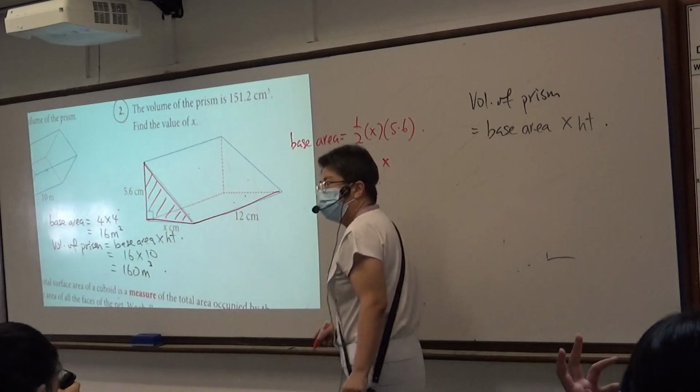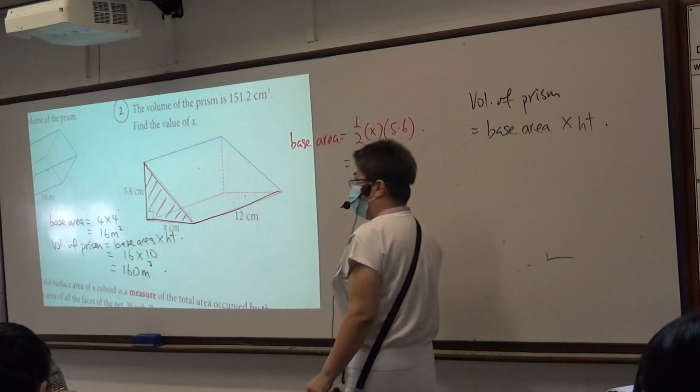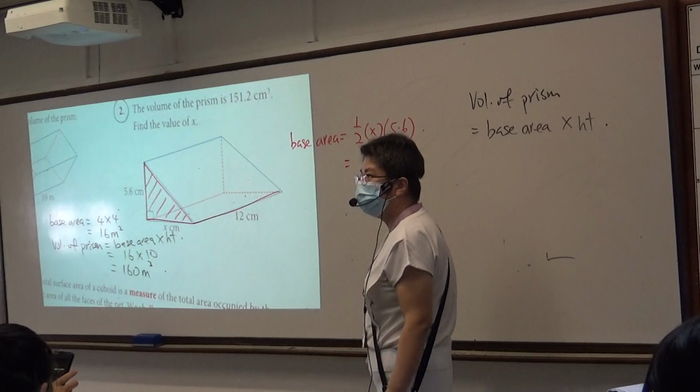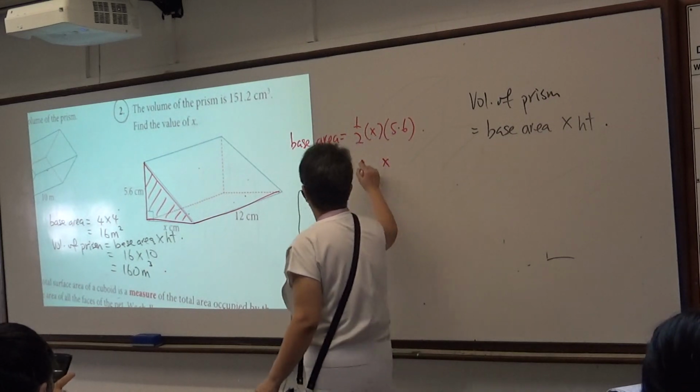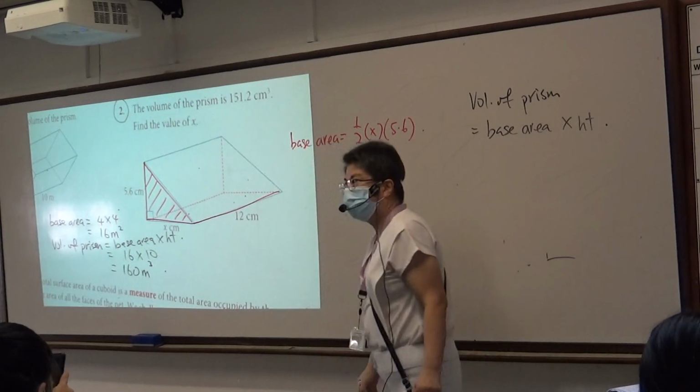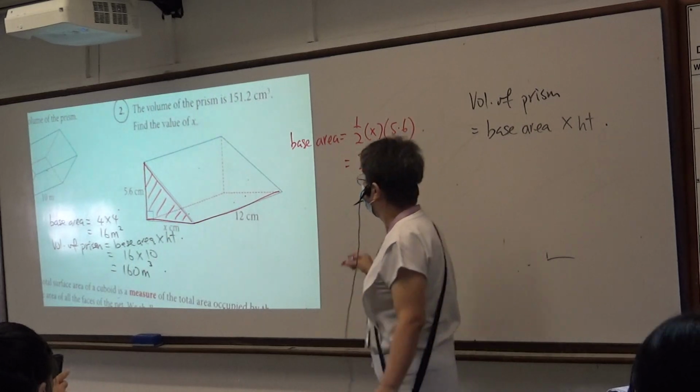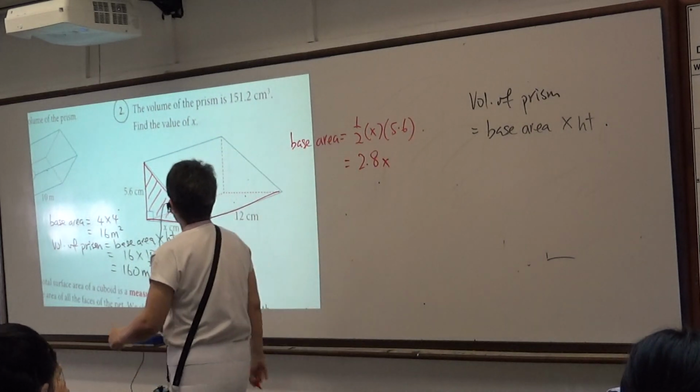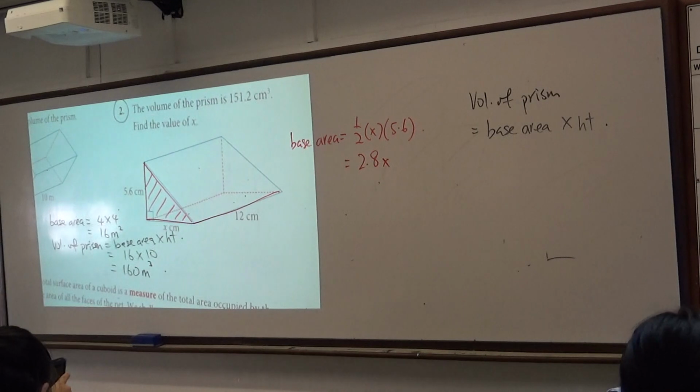How many? Half times 5.6, 2 point. Agree? This is the base area. Okay, so the question says the volume of the prism is 151.2 cm cubed.